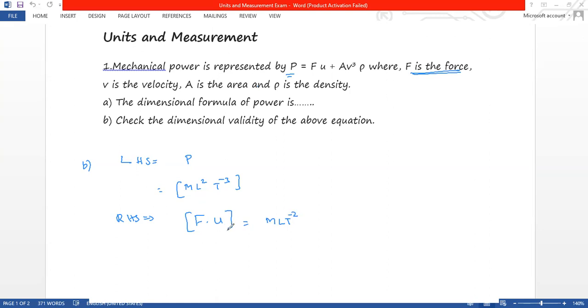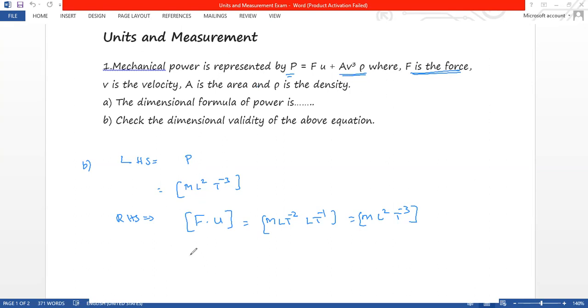And what is U in the question? U or V? V, right? V is the velocity. Velocity is L t raised to minus 1. So what is the dimension of this term? F into U. It is same as M L square t raised to minus 2 minus 1 becomes t raised to minus 3. So this term is same as the LHS. And what is the next term? A V cube into rho.